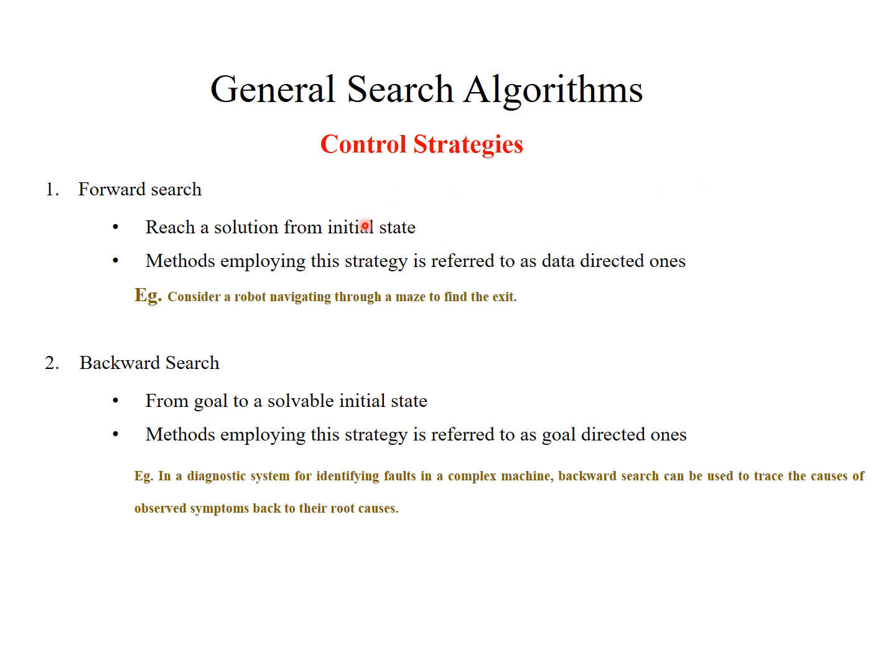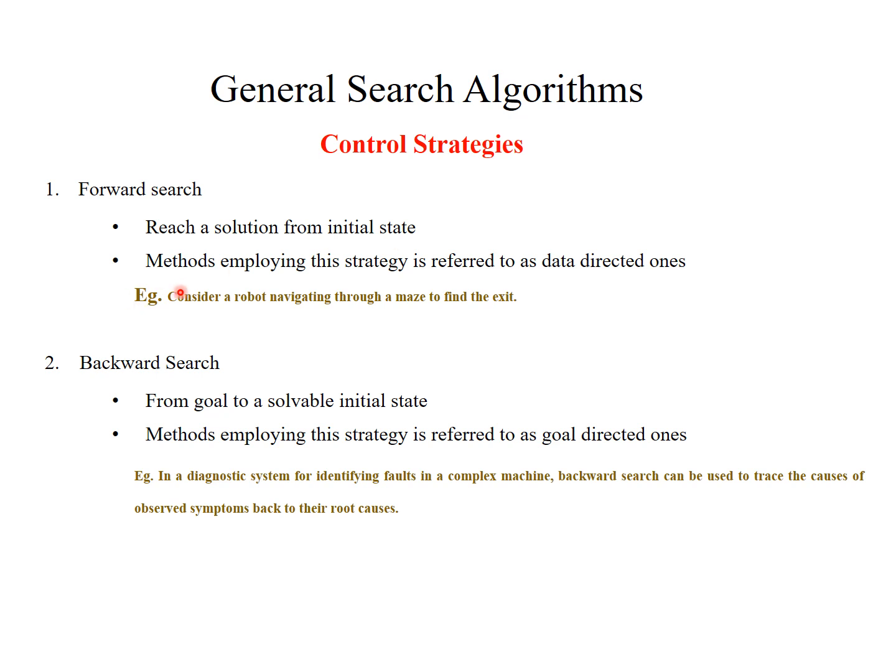For example, consider a robo navigating through a maze to find the exit. Generally, the robo will start from the initial position and explore the adjacent cells, then systematically move forward until it reaches the goal cell. At each step, the robo selects the next cell to explore based on predefined rules or heuristics, such as always going to the cell with the shortest distance.